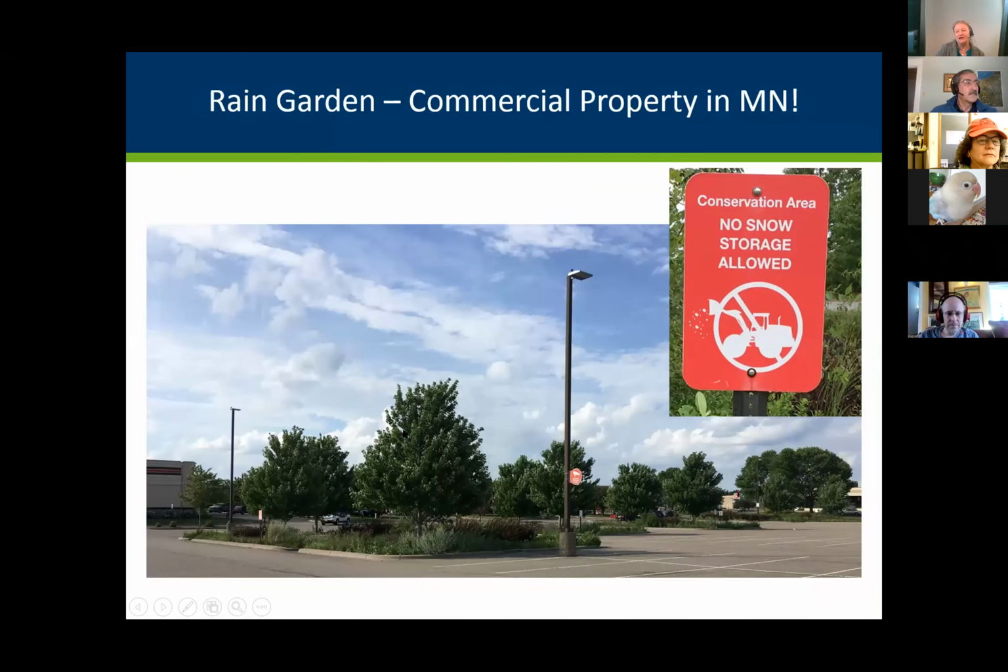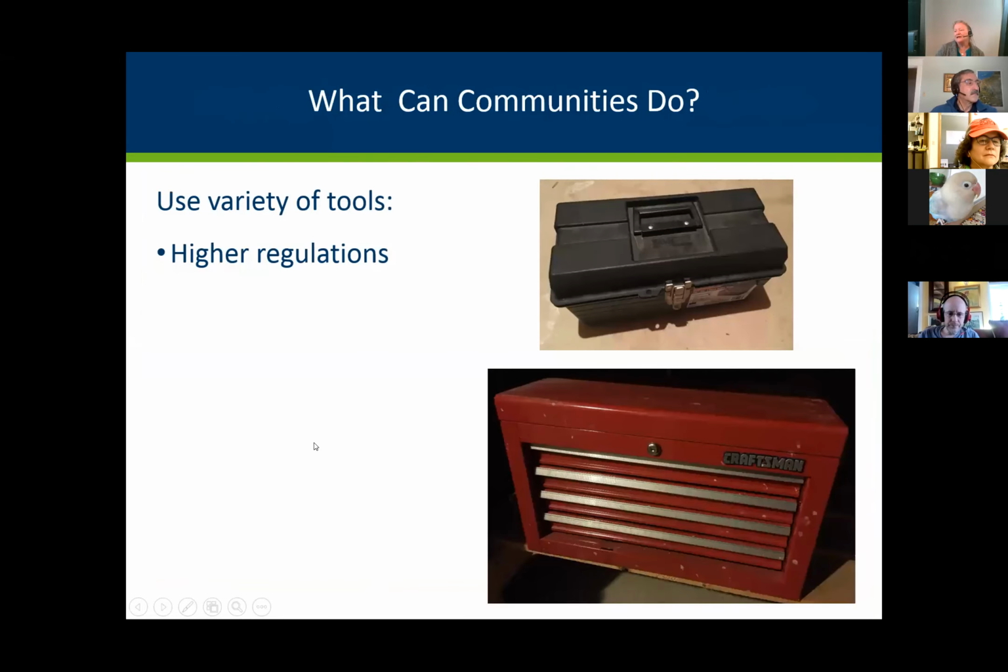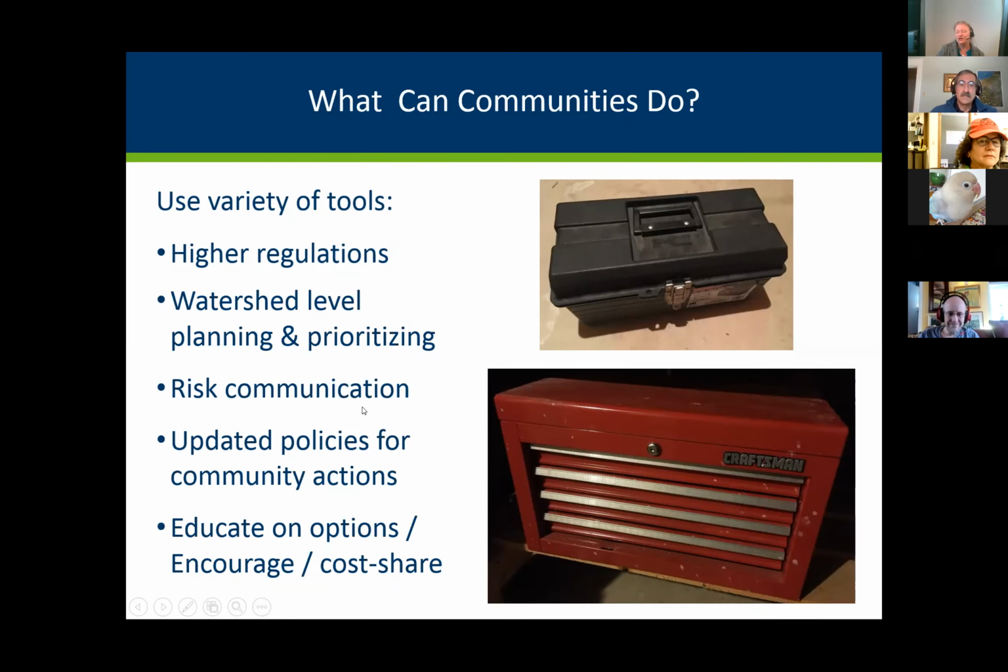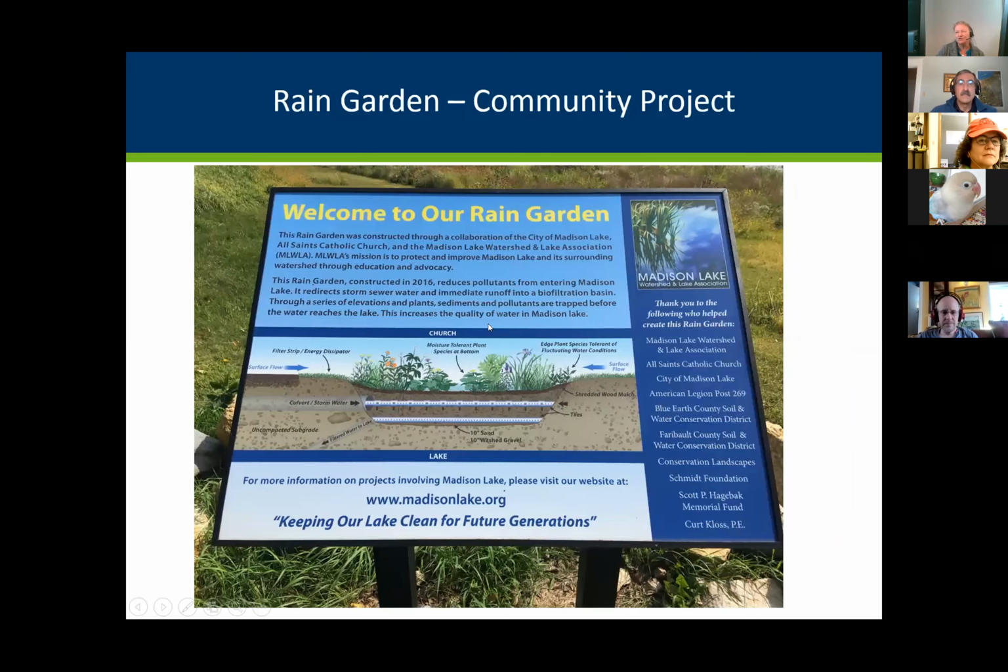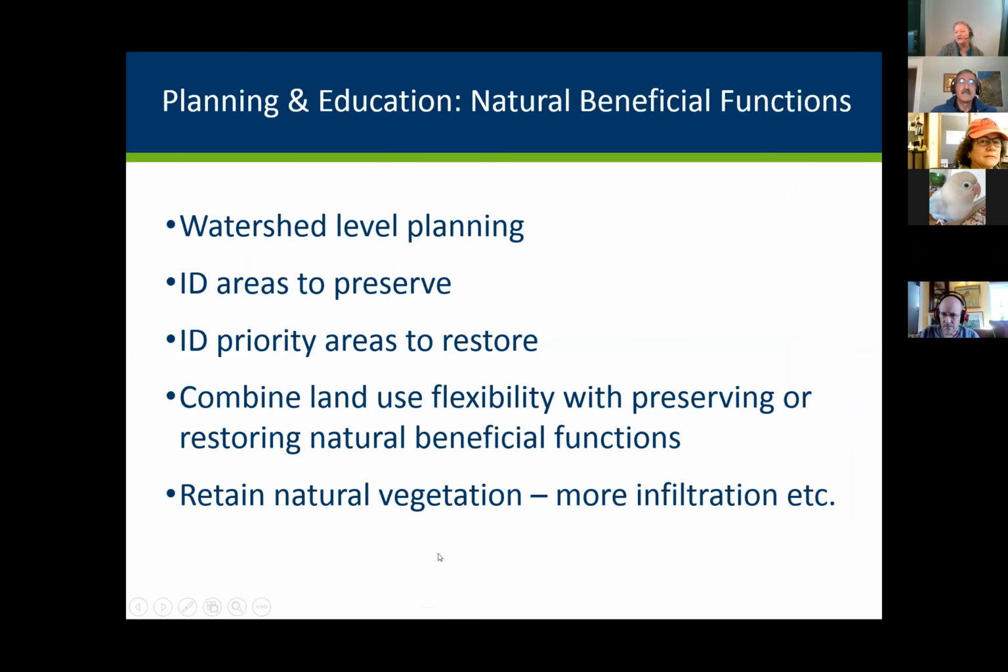Communities can use the regulations, and if they want to have a bigger toolbox, they can get into more watershed level planning and prioritizing, risk communication, education, a lot of other good things. Here's a sign that a little community put about their rain garden, a little community of just over 1,000. So it's not necessarily the big cities and suburbs. A lot of good watershed level planning in the state.